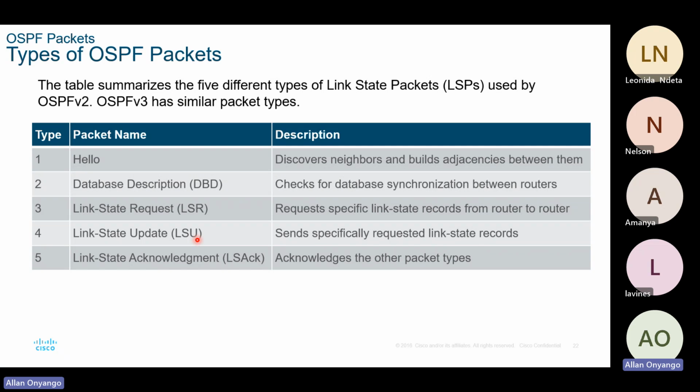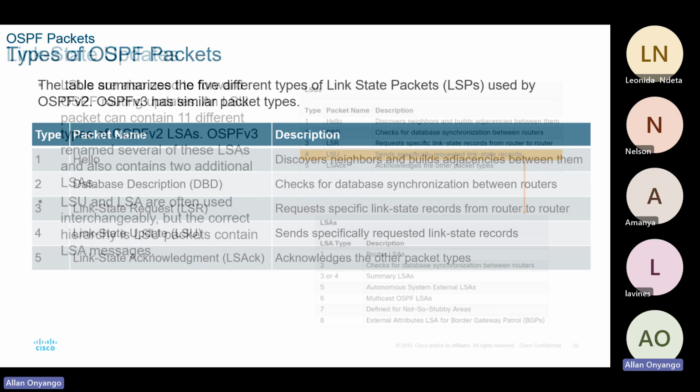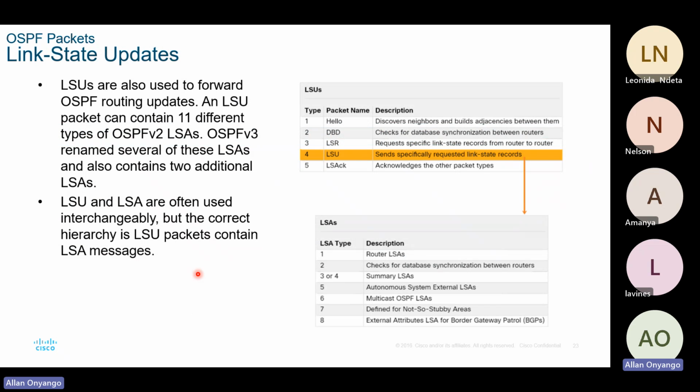Now, I talked about 5 types of messaging or packets. Hello, database description packet, DBD, link state request, LSR, link state update, LSU, and then we have link state acknowledgement, LSAck. Okay. Hello, DBD, LSR, LSU, and link state acknowledgement. Now we'll talk about each of these packets.